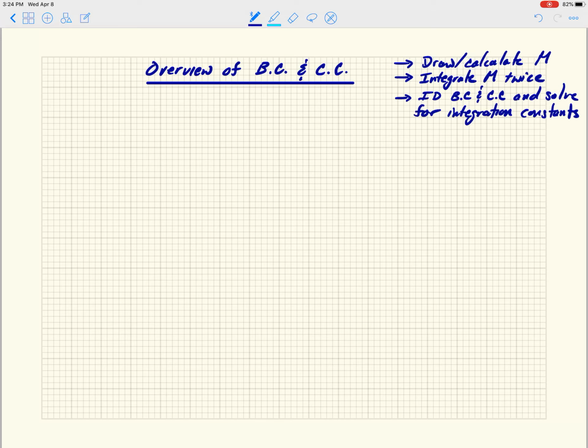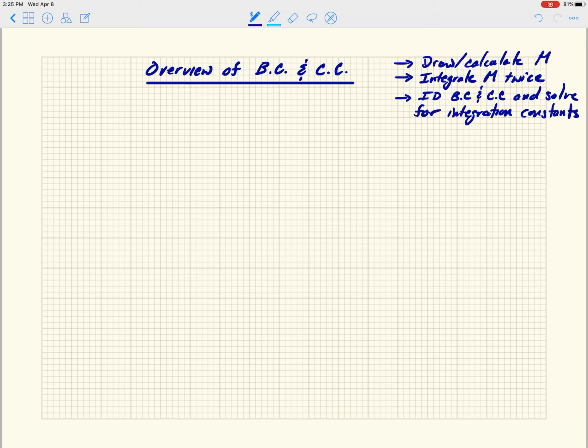Like that. And the first one, we've already done, right? We even discussed that quite a bit on the midterm exam. And integrating the moment diagrams twice, well, that's just back to calculus. So really the new thing is the third step, which is to make sure that we're properly identifying the boundary and the continuity conditions so that we can solve for these constants properly.